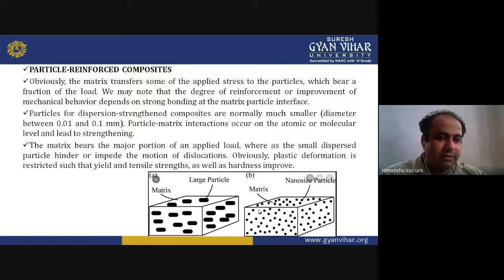The main thing is that the matrix bears the major portion of the applied load, whereas the small dispersed particles, you can see this in the diagram, hinder or impede the motion of dislocation. This is how it works.